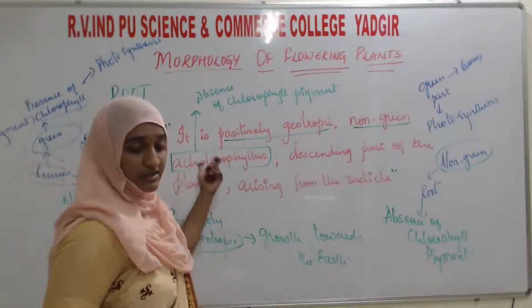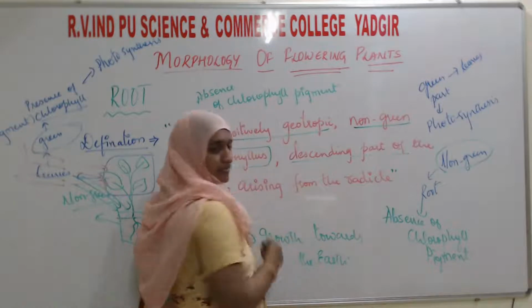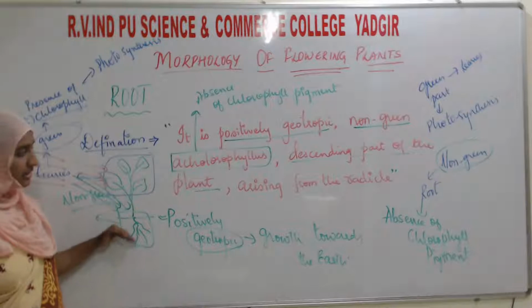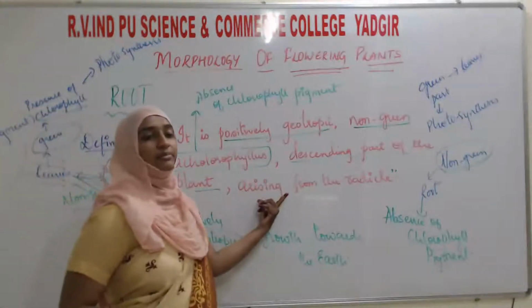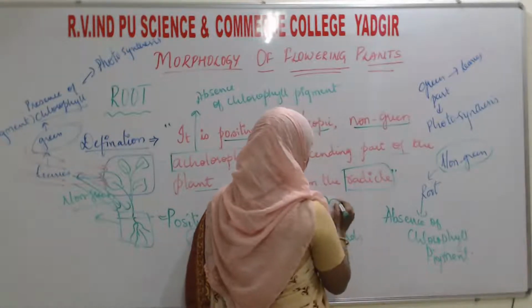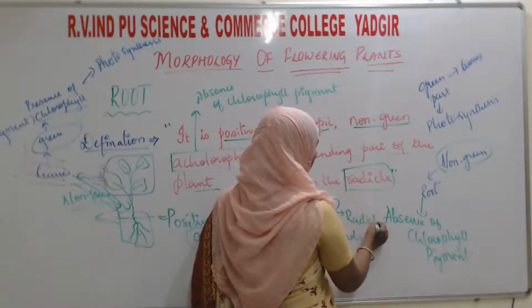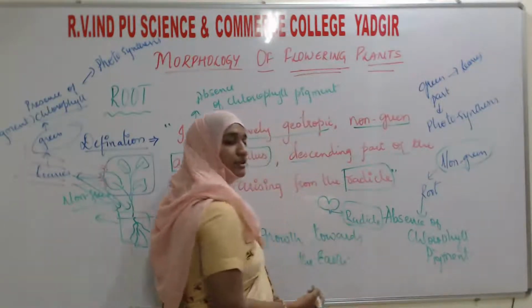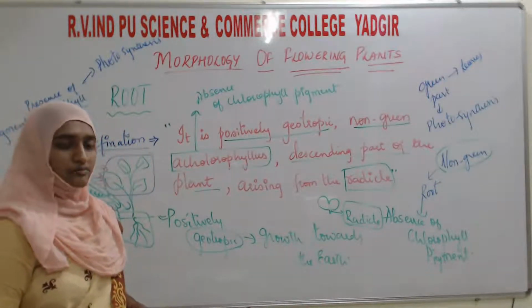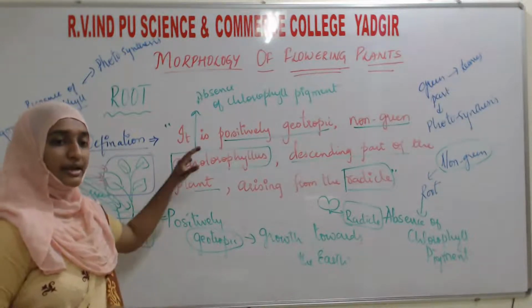Next point in the definition: it is one of the descending parts of the plant, which is towards the downside, arising from the radicle. I told you what the radicle is in the seed. A small structure will be there, which we call the radicle. This radicle after germination will give rise to the root, and the plumule after germination will give rise to the shoot.